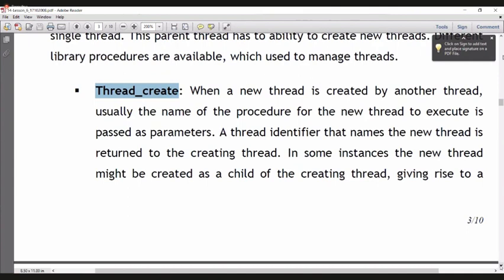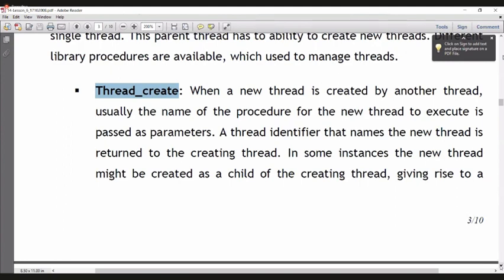When a new thread is created by another thread. So like processes, threads also can be created by another thread. When a new thread is created by another thread, usually the name of the procedure for the new thread to execute is passed as a parameter.